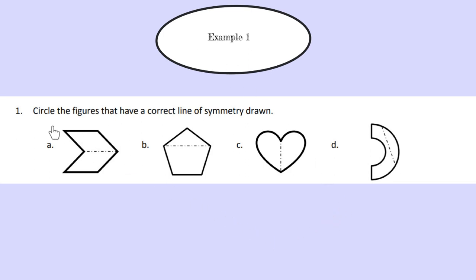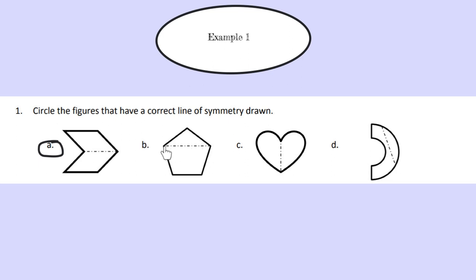We're always going to start by reading the directions. So the directions tell us to circle the figures that have a correct line of symmetry drawn. If we look at A right here, we see the line of symmetry, and we have to look if these two images, if folded onto one another, would match up. Looking at it, it does appear that they would match up. So we're going to circle A and move on to B.